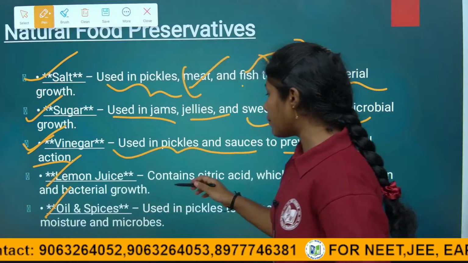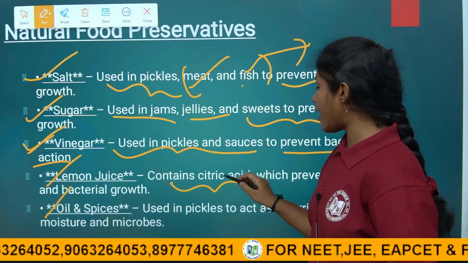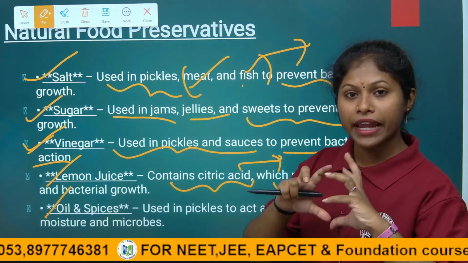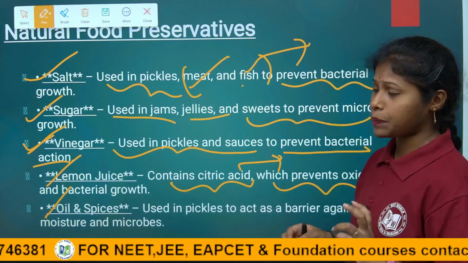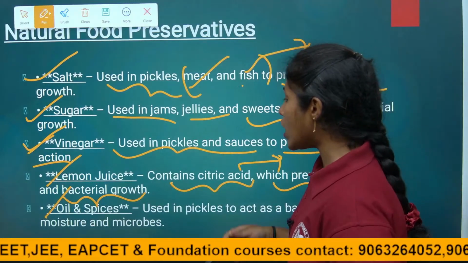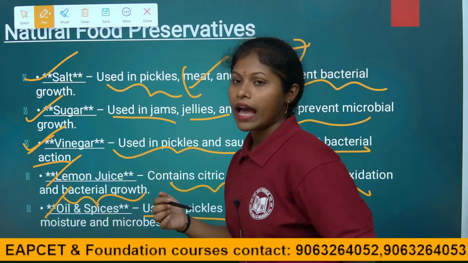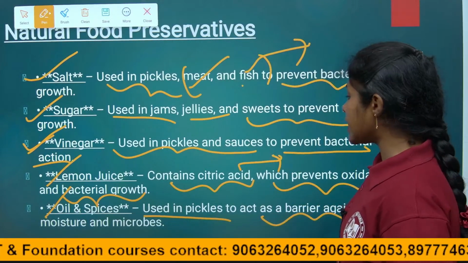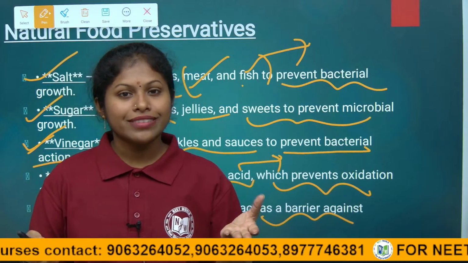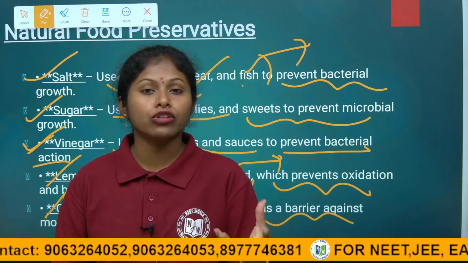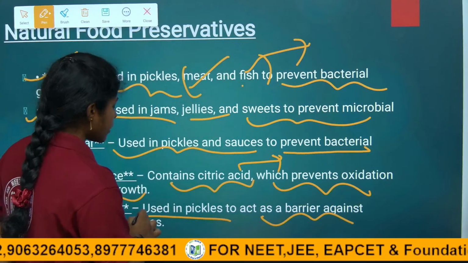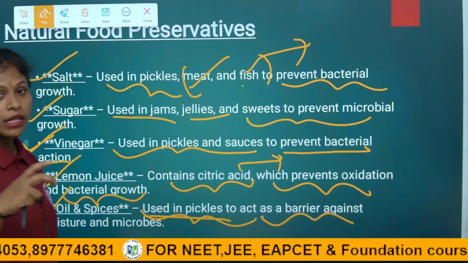And coming to lemon juice, it contains citric acid. Lemon has a large amount of citric acid, which prevents oxidation, which means it prevents the breakdown of chemical substances, leading to the prevention of bacterial growth. And coming to oil and spices, they are used in pickles in large amounts. They act as a barrier against moisture, because oil is lighter than water, and microorganisms grow more in water than in oil. So oil is used in pickles as a barrier against microorganisms.